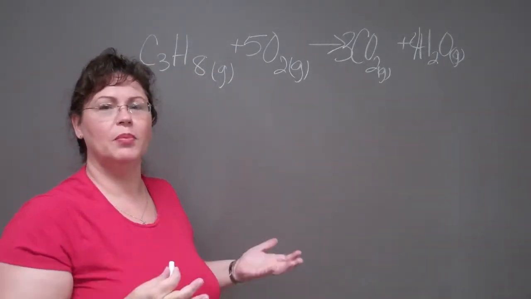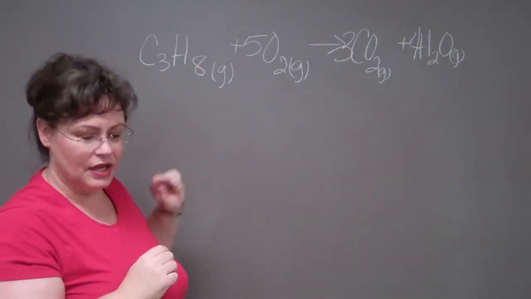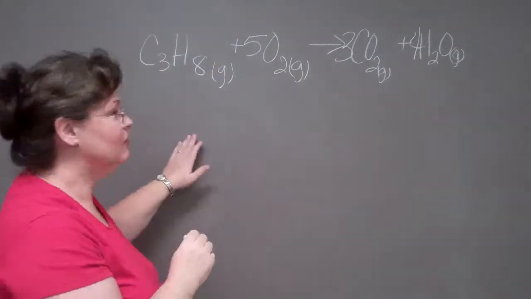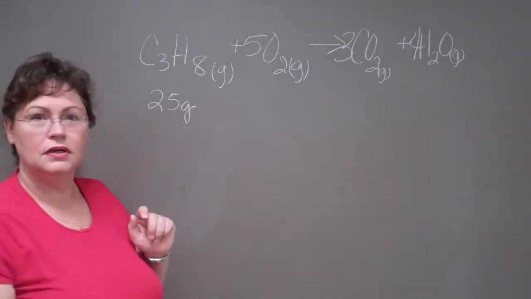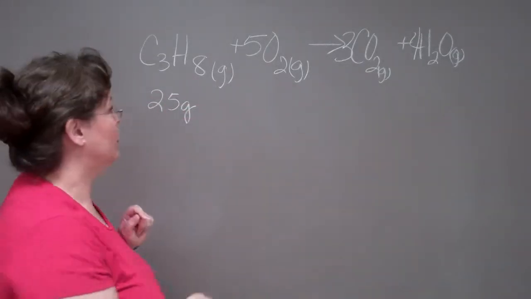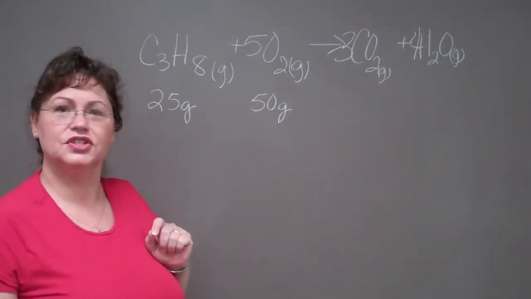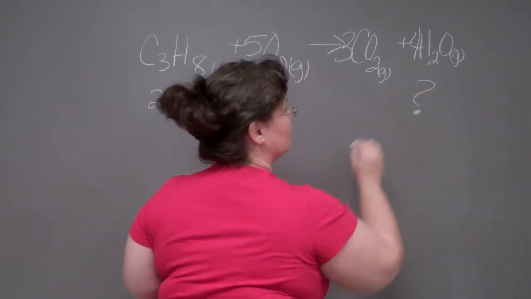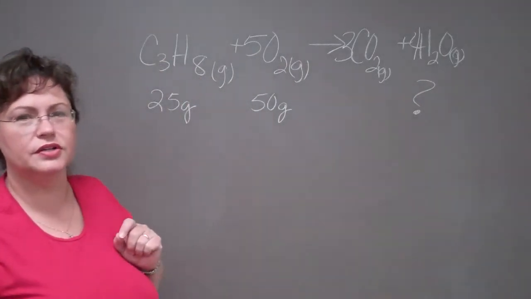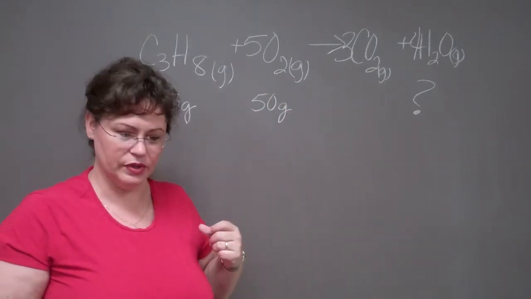Now, the problem. Here's our chemical reaction, balanced. The problem is we have 25 grams of propane gas. We have 50 grams of oxygen. We want to know how many grams of water is going to be produced from this reaction. That's going to be our theoretical yield.